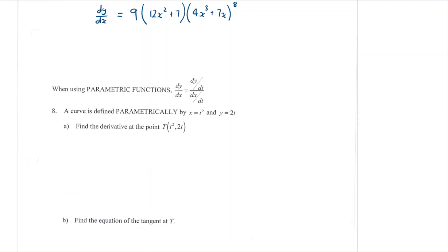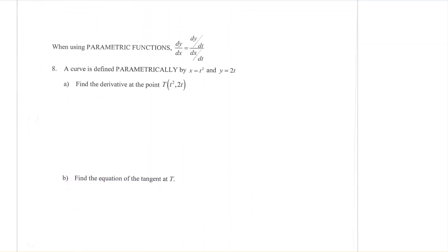Okay, next type of question. When using parametric functions, the extension people have done a little bit of work with parametric functions. It just means that we are using a third variable to help us to usually simplify our equations. So when using parametric functions, dy over dx is equal to dy over dt divided by dx over dt. So this is very similar to the chain rule.